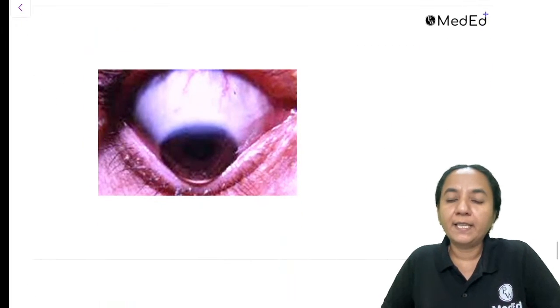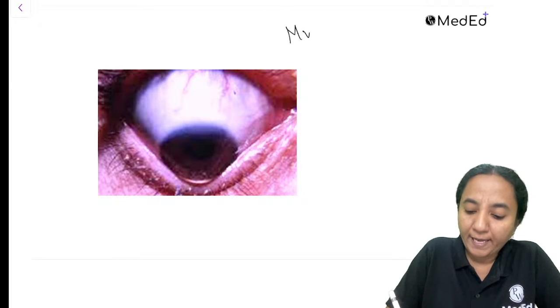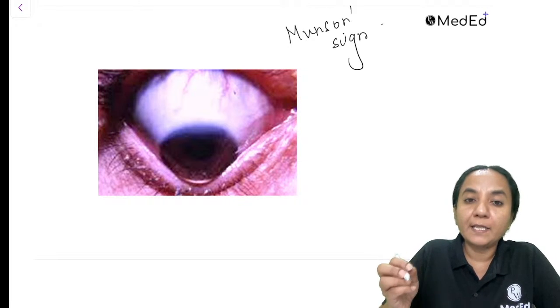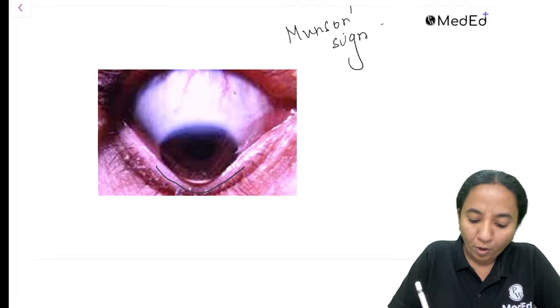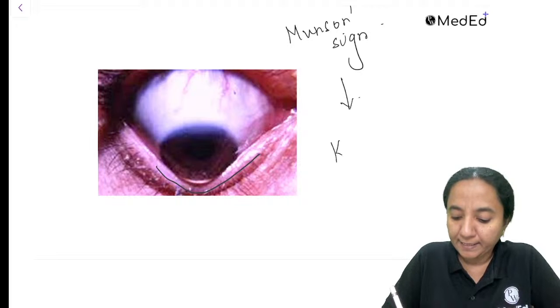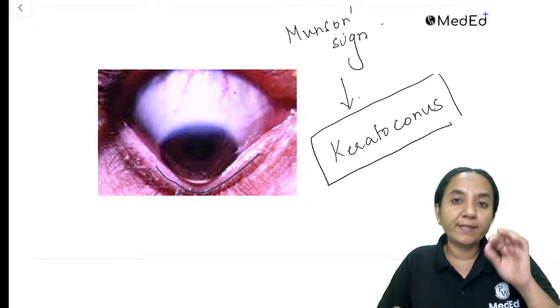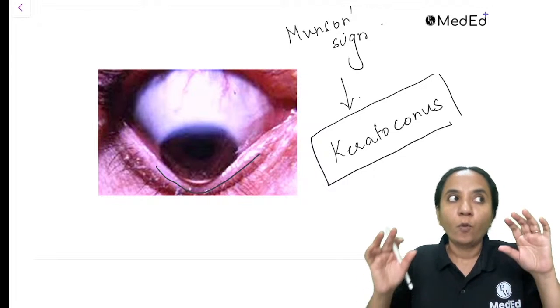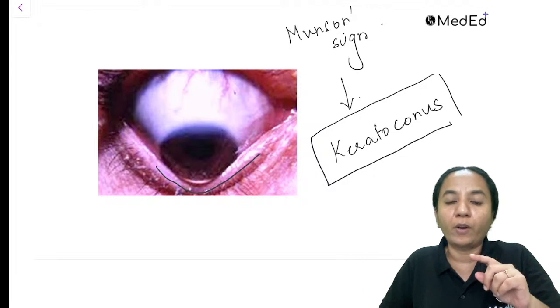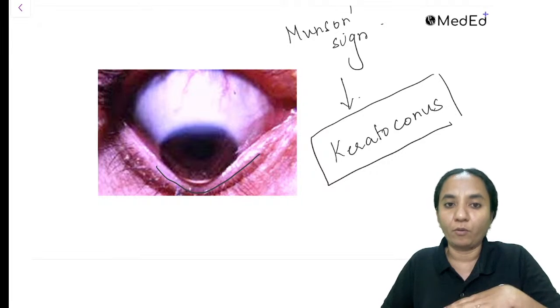Next, what is this sign called? This sign is called Munson's sign. So what is Munson's sign? See, when you ask the patient to look down, the protruded cornea presses the lower lid. This is called Munson's sign, and this is seen in advanced cases of keratoconus. Again, very important for IBQ. When the patient looks down, the protruded cornea indents or presses the lower lid, seen in advanced cases of keratoconus.